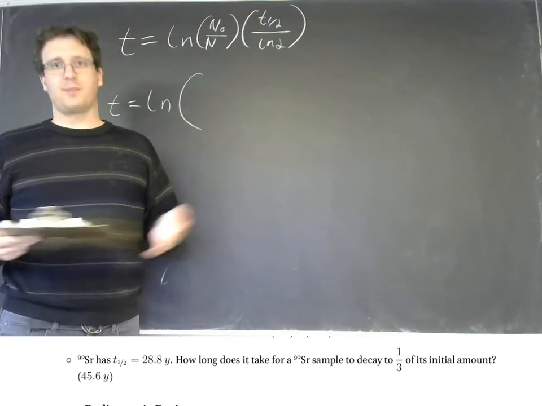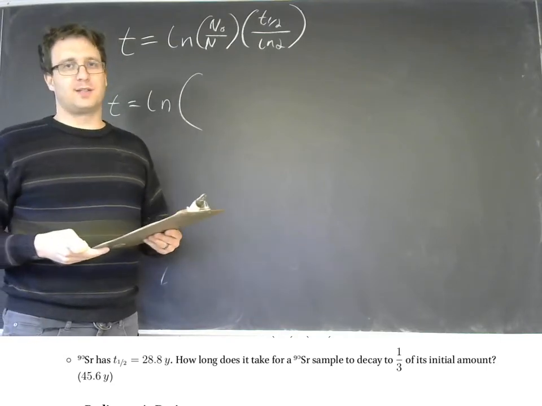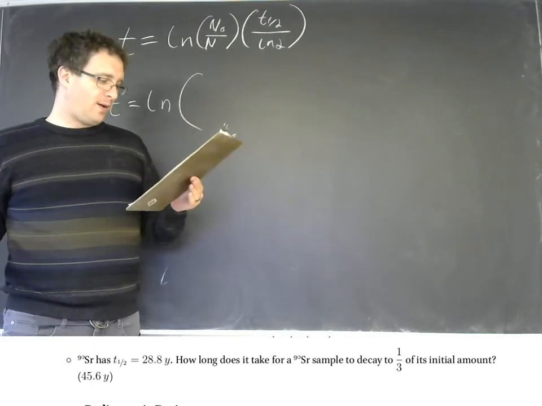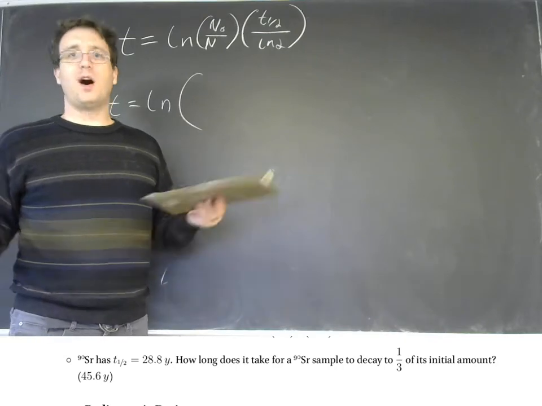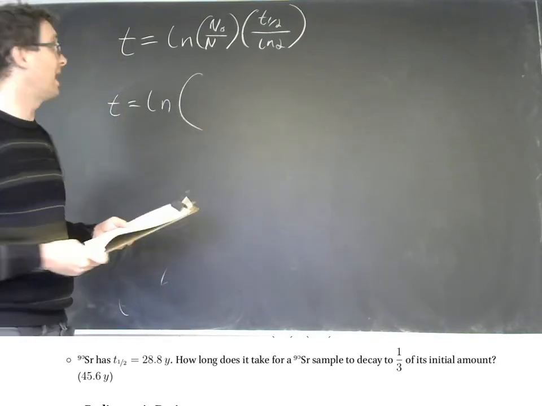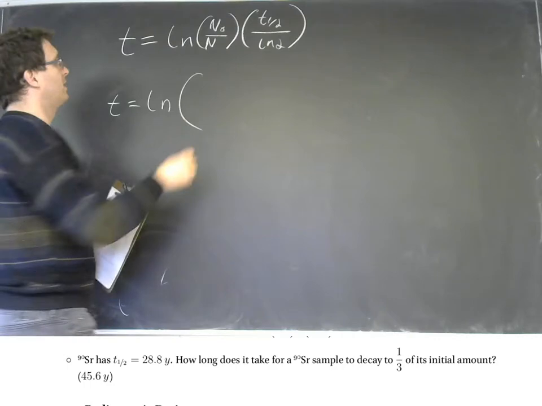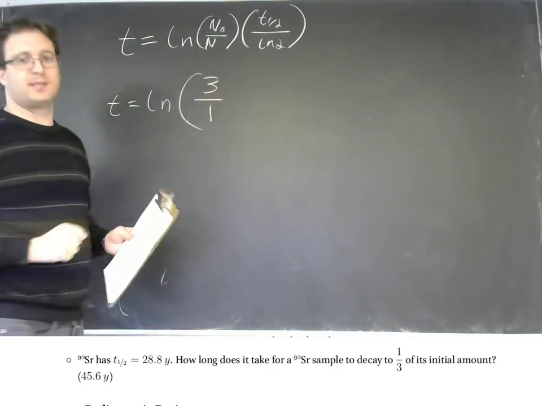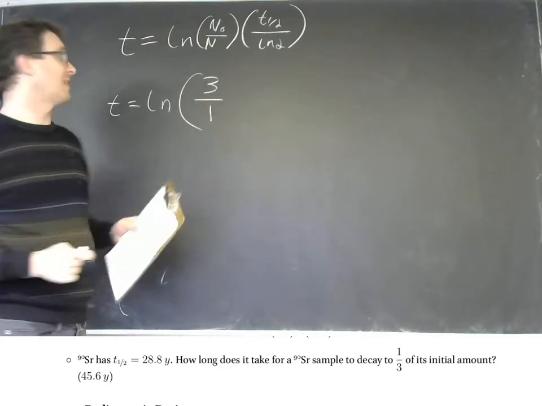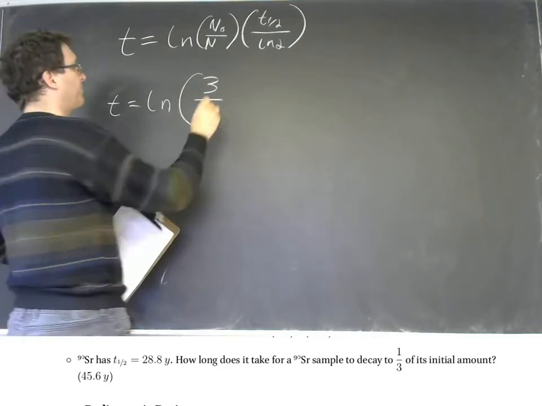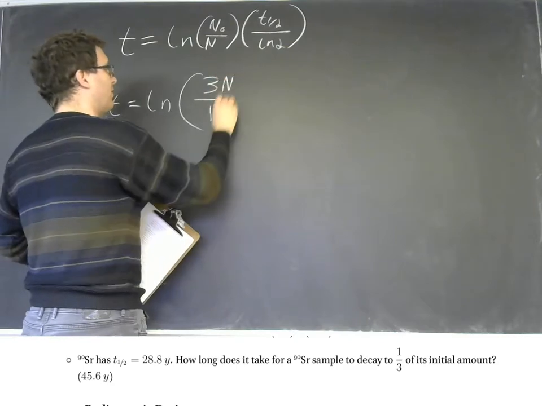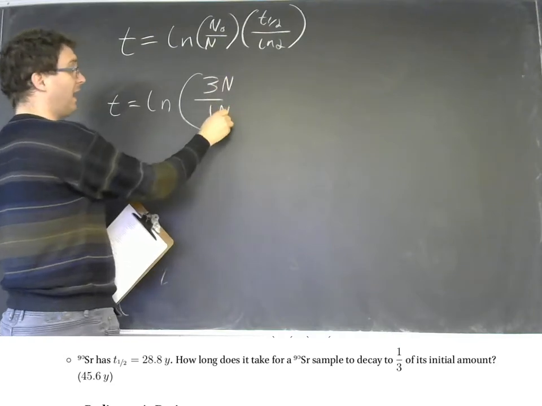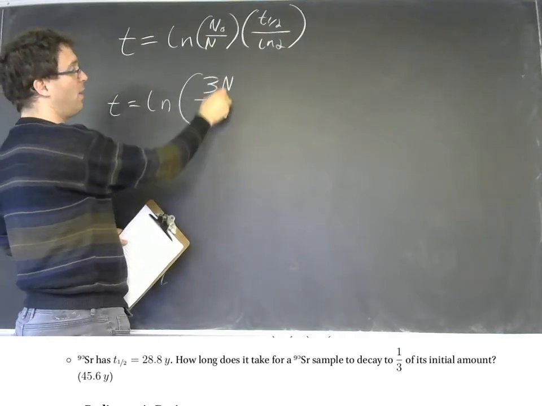And the great thing about first-order kinetics is that you'll get the same answer whether you have a milligram of strontium-90 or whether you have a kilogram or a metric ton of strontium-90. It'll be the same answer. All we need to know is that the initial amount is 3 times the amount after the time has passed. So you could say that that's 3n and this is 1n because after the time has passed, it's decayed to 1/3 of the initial amount.